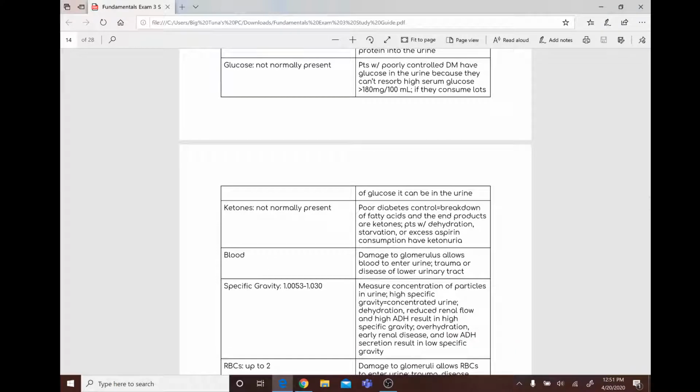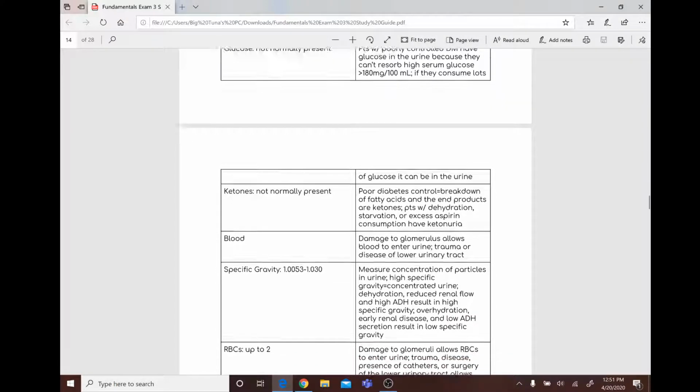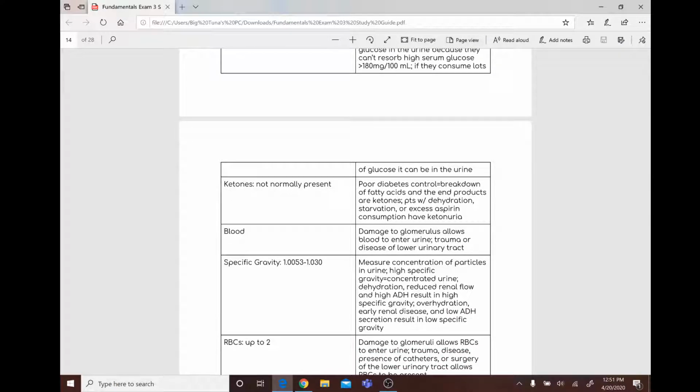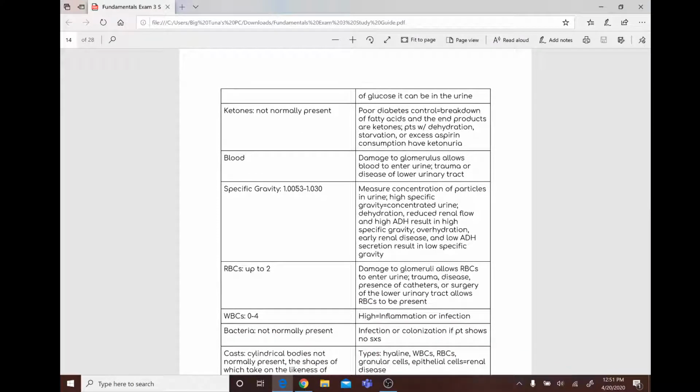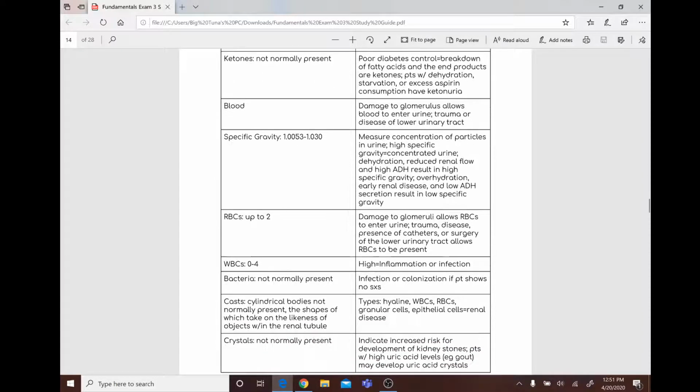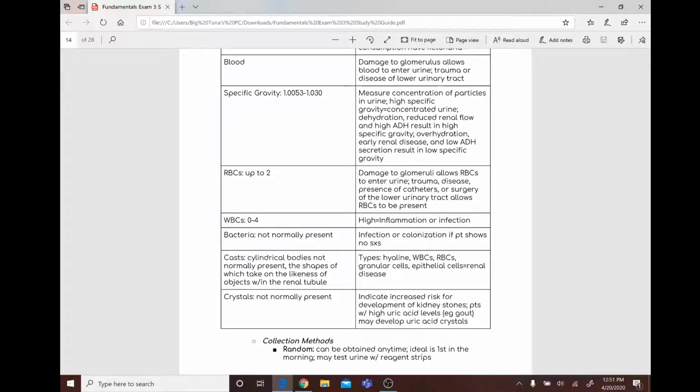What's the normal value of ketones in urinalysis? Not normally present. Should there be blood in urinalysis? No. What's the normal value of the specific gravity of urinalysis? 1.005 to 1.030. What are the normal values of RBCs in urinalysis? Up to 2.